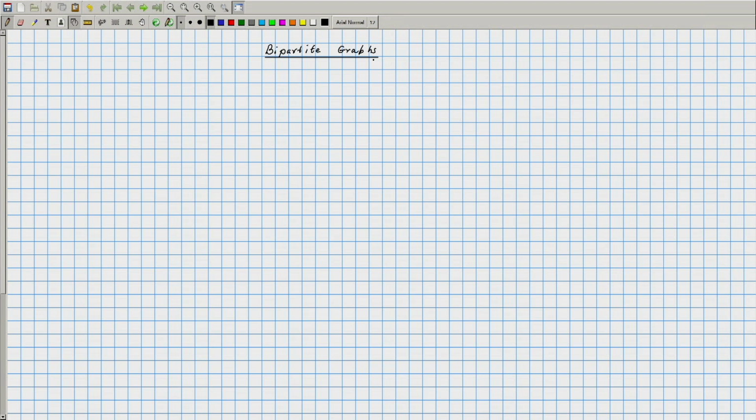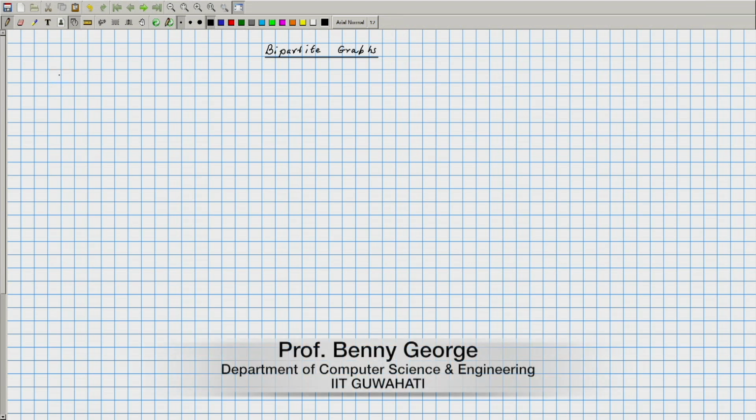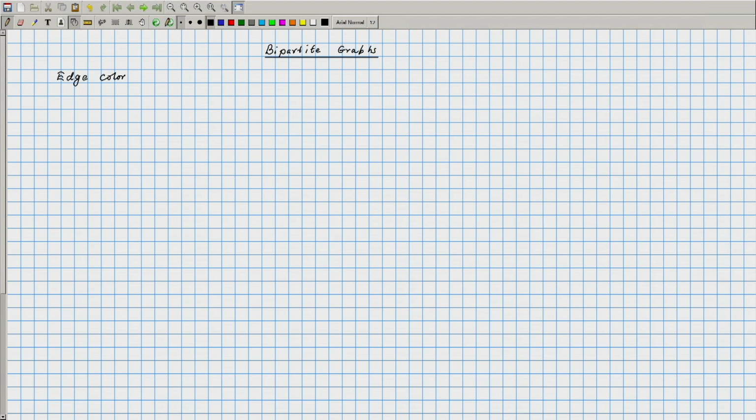In this lecture, we will learn more about bipartite graphs. So, first we will look at some notion known as edge coloring. And then we will look at something called matching. We will look at these properties with respect to bipartite graphs. So, let us see what is edge coloring in a graph.